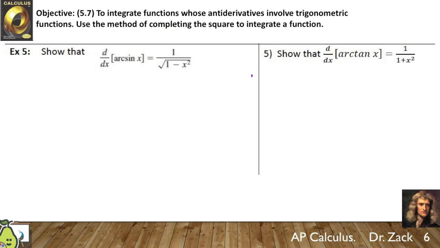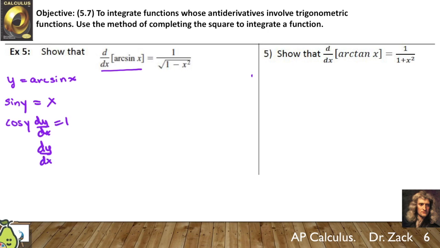So for number 5, you're going to show that the derivative of the arc sine is 1 over the square root of 1 minus x squared. In order to do that, let's let y equal the arc sine of x, in which case we know that the sine of y is going to be equal to x. Let's find the derivative. We get cosine of y dy/dx is equal to 1, or dy/dx is equal to 1 over the cosine of y. However, we cannot leave our answer with y's in it.